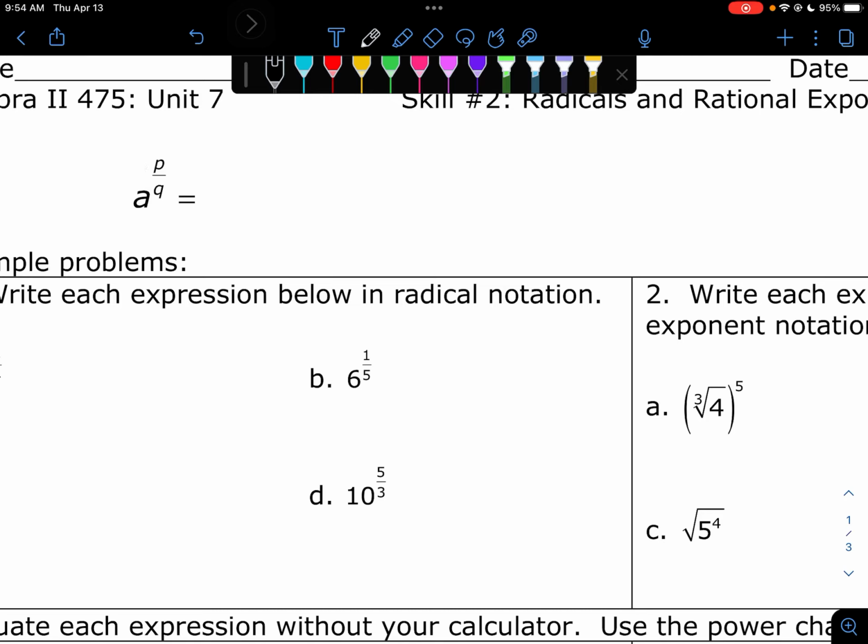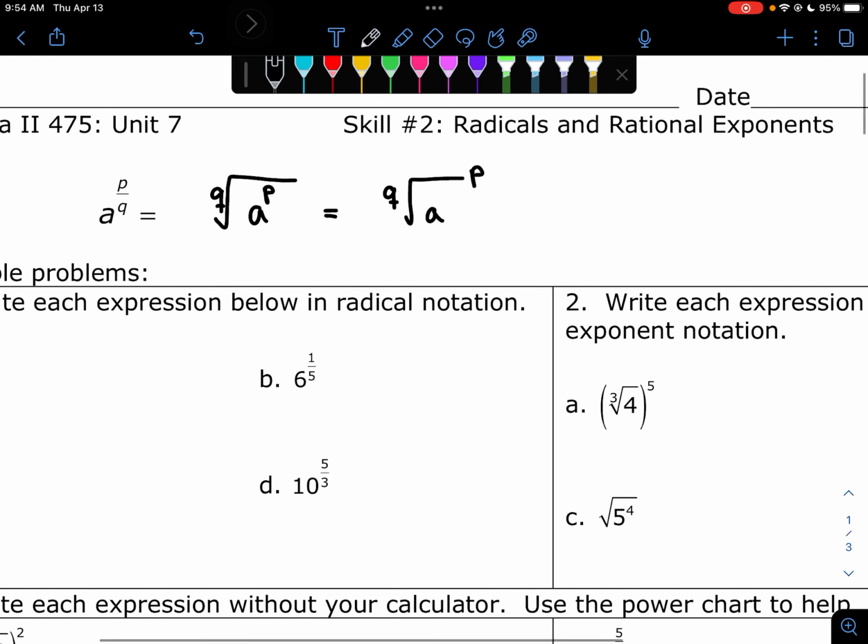So the cool thing about this is we can actually rewrite it in a different form, where the denominator becomes the root and the numerator becomes the power. So the interesting thing about this is that the power can also go on the outside. So right now this is kind of abstract, right? We're dealing with some variables here, but we can put in numbers.